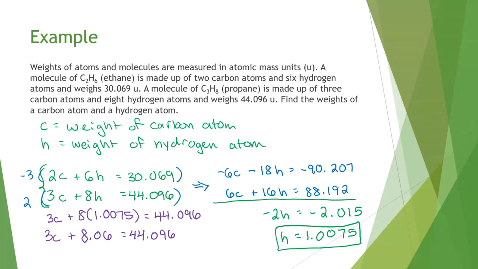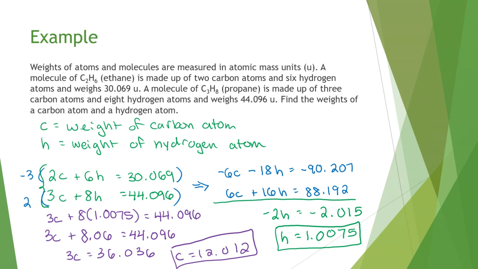Subtract, I get 3C equal to 36.036. And then when I divide by 3, I get C equals 12.012. And that is the weight of a carbon atom. And you can verify that with the periodic table.